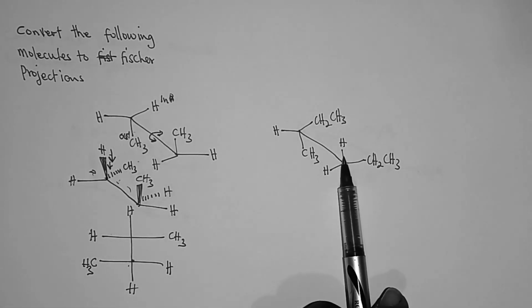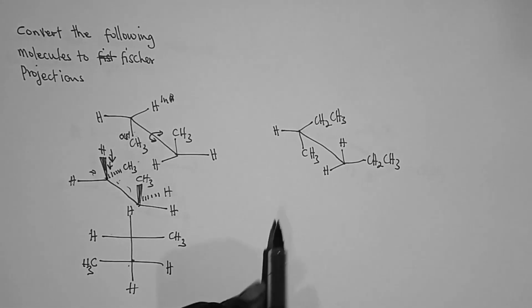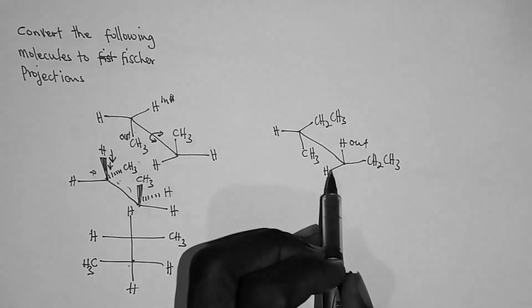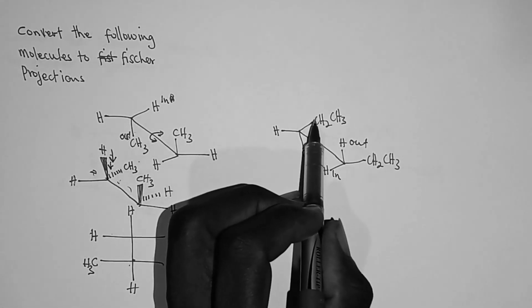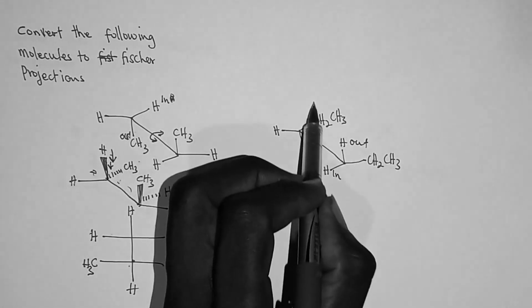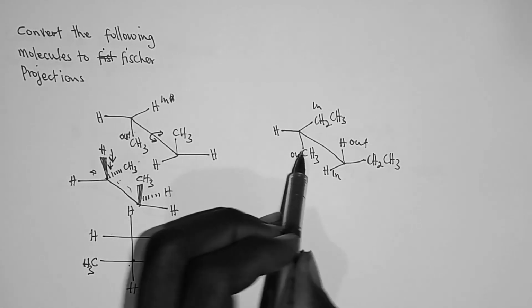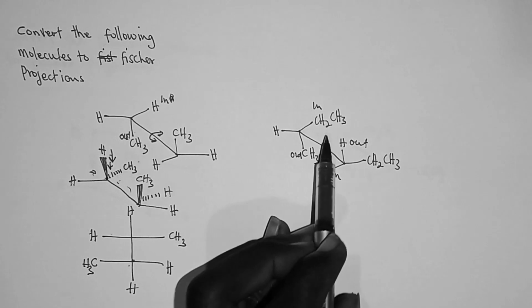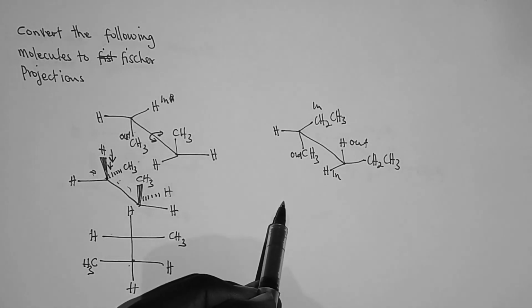Let's apply the same thing here. You see that this is in the plane of the molecule, but this proton is coming out of the page, and this one is going into the page. And then this ethyl group is going into the page, and the CH3 is coming out of the page. So it means that after rotation, the CH3 will go into the page, and then the ethyl group will come out of the page. So let's go ahead and draw it.